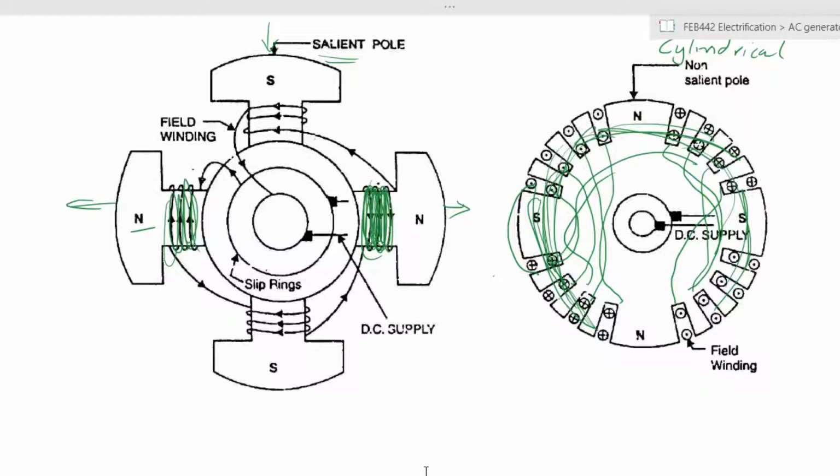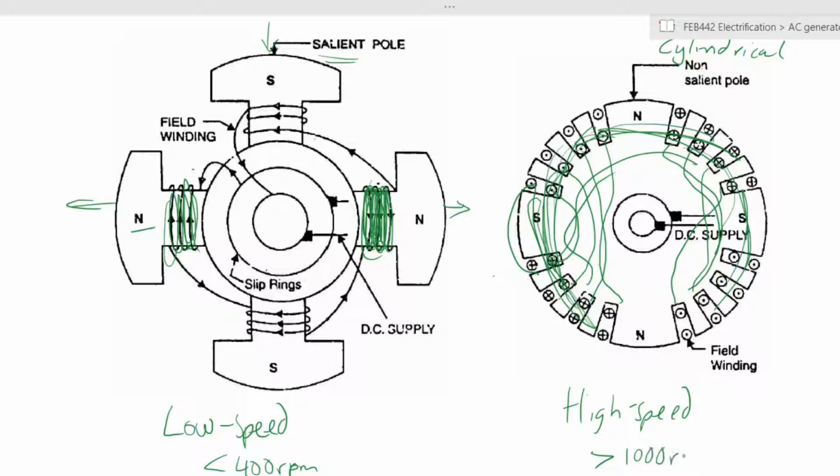And that, of course, comes with air resistance, imbalances, and so on. So this is only suitable for low speed applications. And by low speed applications, we mean the RPM must be less than 400 RPM. It cannot spin faster than that. The cylindrical rotor is suitable for high speed applications greater than 1000 RPM.